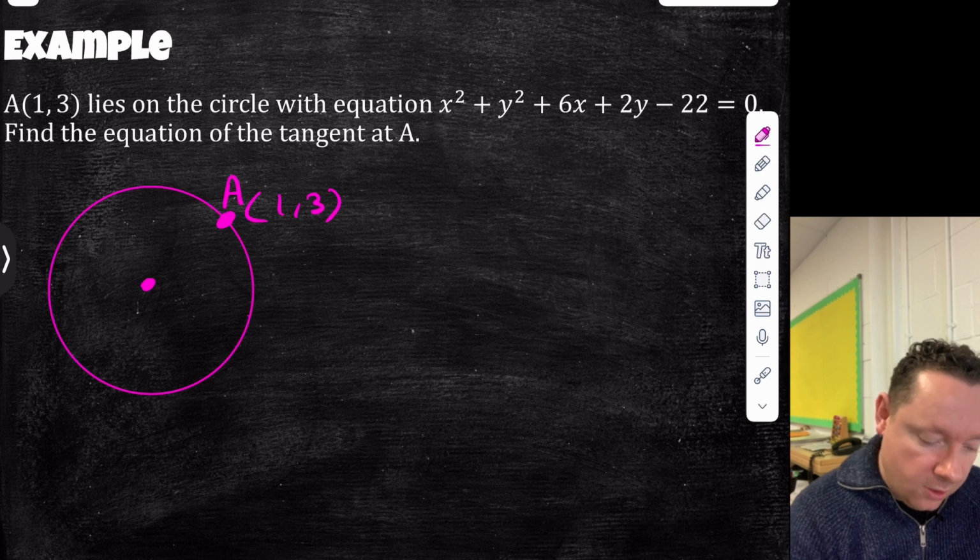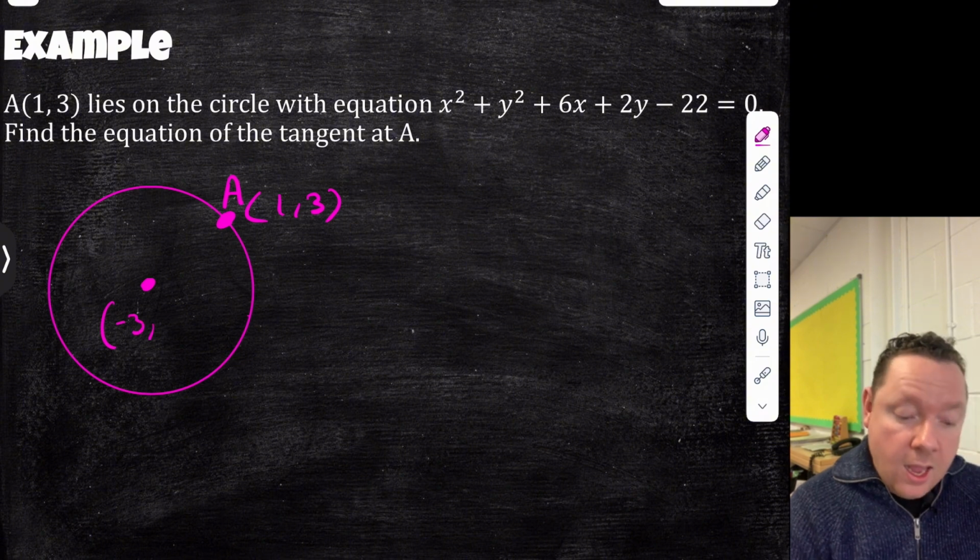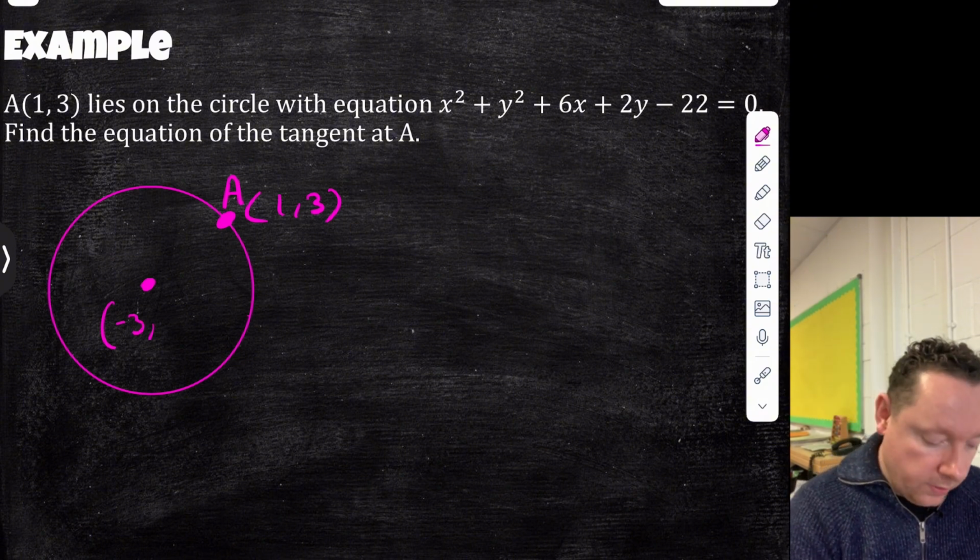Well, what is its centre? Remember, (minus g, minus f). So 6 divided by 2 is 3, so that's minus 3. And 2 divided by 2 is 1, so that's minus 1. And then there's our radius there. So our tangent will go like that.